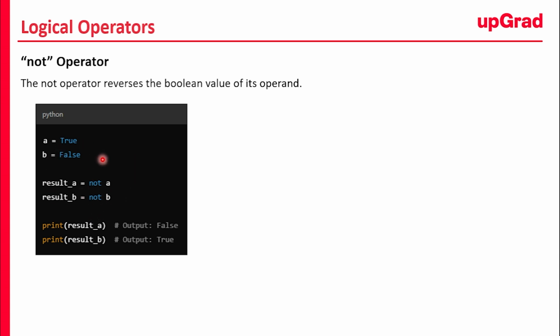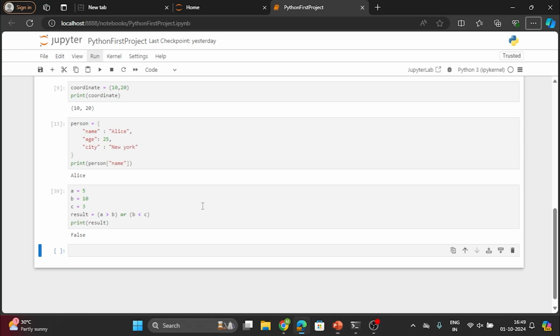Just think of it this way: the opposite of what the value is, is what you get as an output. So if the value stored in a is true and I want not of a, it would be false. Similarly, if I enter false into a variable b and I want not of b, then not of b is true, because b is false and not of false is true. So that's what it is about.